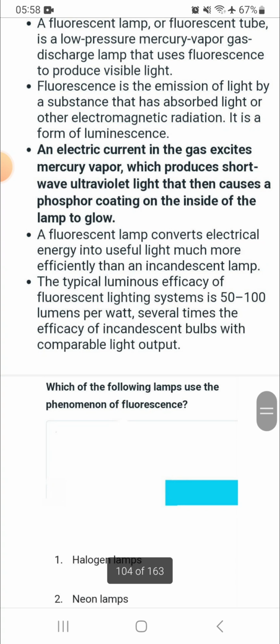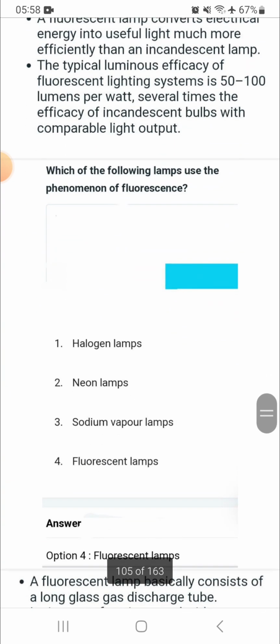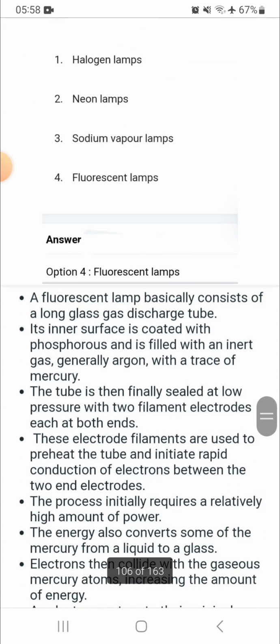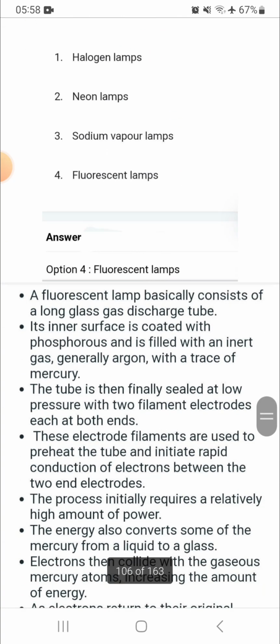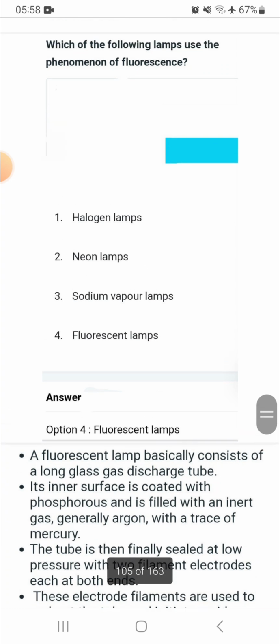Next, which of the following lamps use the phenomenon of fluorescence? Halogen lamps, neon lamps, sodium vapor lamps and fluorescent lamps. Option 4 is the fluorescent lamps. A fluorescent lamp basically consists of a long glass gas discharge tube. Its inner surface is coated with phosphorus and it is filled with an inert gas, generally argon, with a trace of mercury.